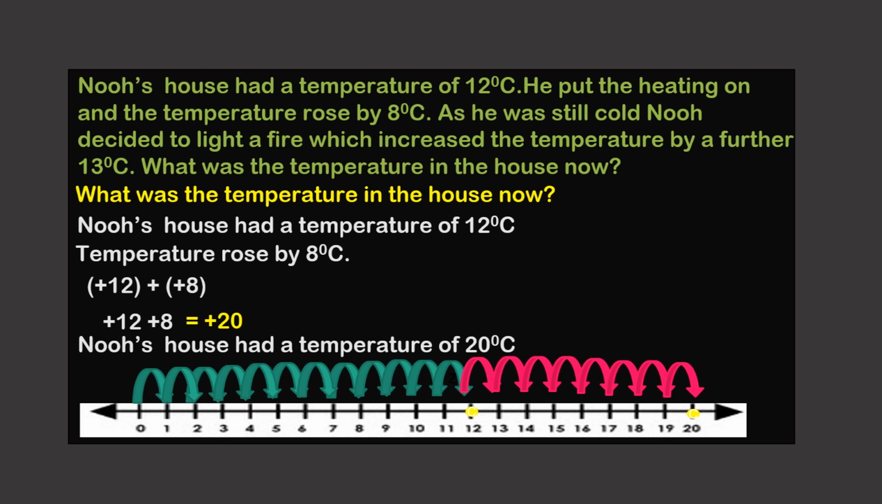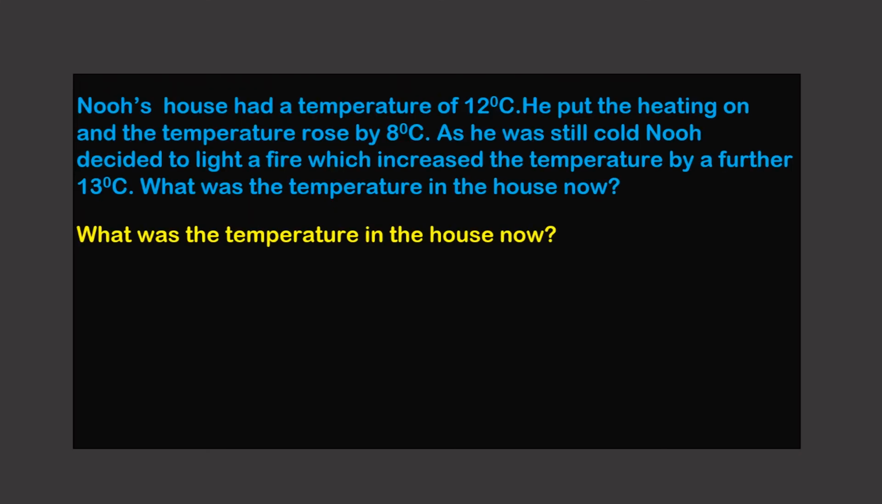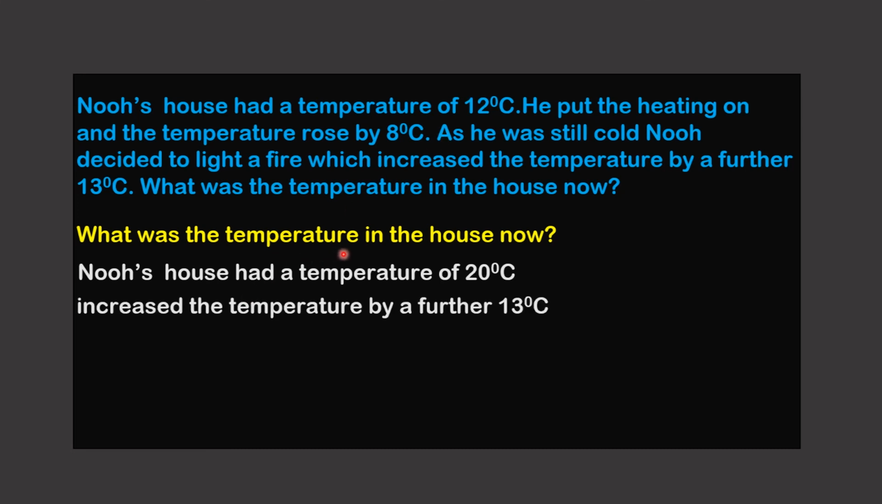That's not all, isn't it? We know that after increasing the temperature by 8 degrees Celsius, Noor's house had a temperature of 20 degrees Celsius, right? Then after that, still he was feeling cold and he decided to light a fire and it further increased the temperature by 13 degrees Celsius, right? So again, in order to find the answer, we have to add 20 and 13. Why? Because it is increasing. Increasing means it is addition. So we will be adding 20 and 13.